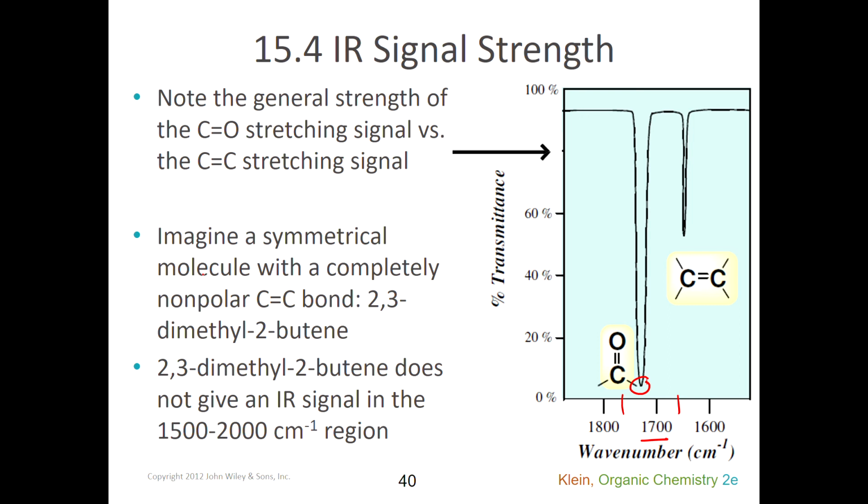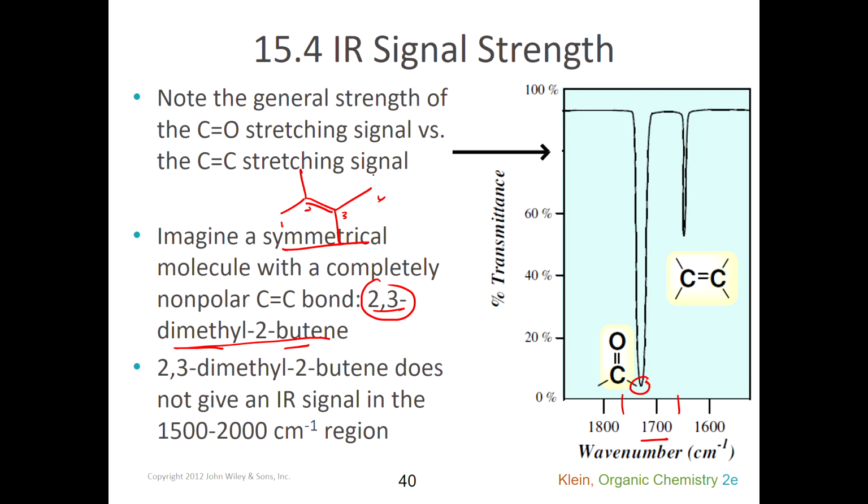So let's just imagine a symmetrical molecule. So let's say we have 2,3-dimethyl-2-butene. So if I have but-, it'd be 4 carbons. If I have 2-butene, the double bond's on carbon 2. And I've got a 2,3-dimethyl. So 1, 2, 3, 4. So I've got a methyl on 2 and a methyl on 3.